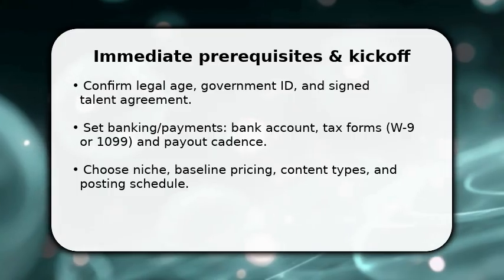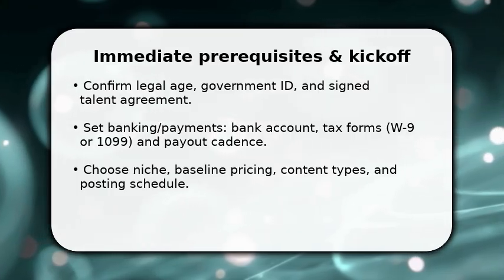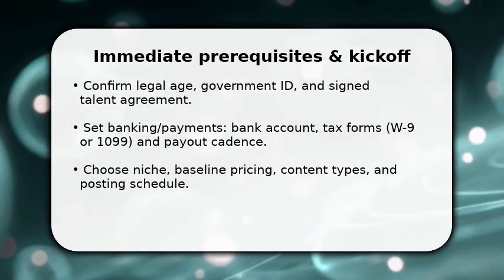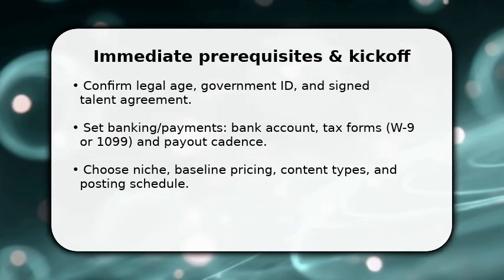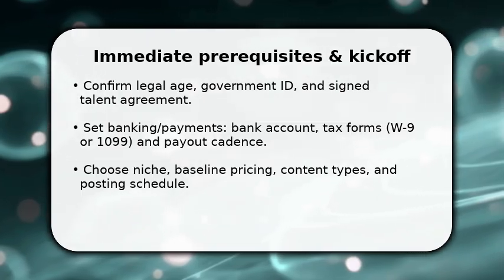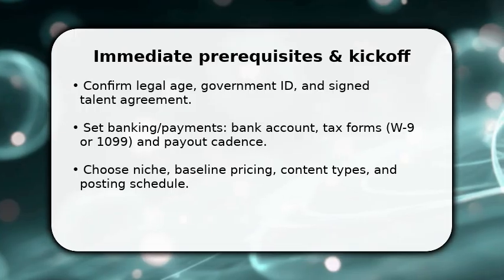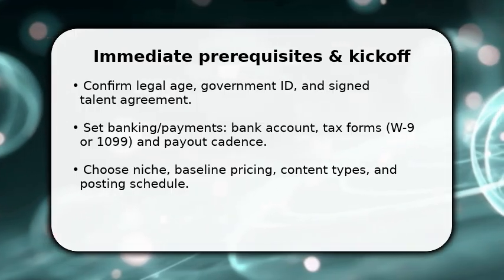You start by verifying identity and consent. This protects you and the model. Once done, collect tax and payout details so revenue flows cleanly. Make sure to sign a clear talent agreement that defines content ownership and exclusivity.